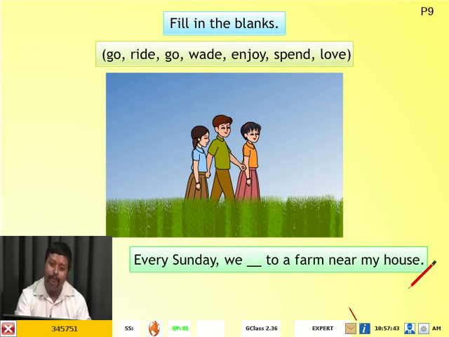So what would be the word here? Go, ride, go with, enjoy, spend, love. Very good. The word is go once again. So your answer would be what? Every Sunday we go to a farm near my house. Okay?